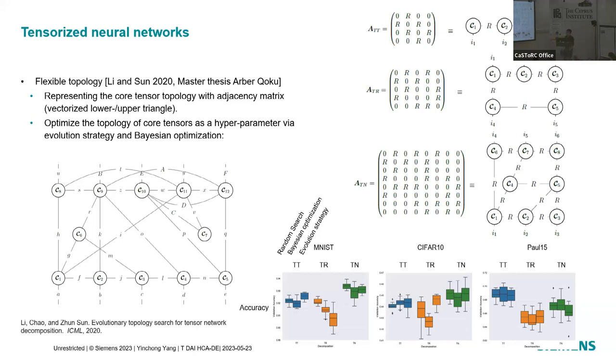And one thing that we figured out is what we see on the left-hand side. So this is, I think, the best topology from the CIFAR-10 data set. Just looking at it, I think it looks really similar to the tensor ring topology, but we have some connections from the input layer of the core tensors to the output core tensors. And the other interesting thing is that we have a lot of interconnections between the output core tensors.